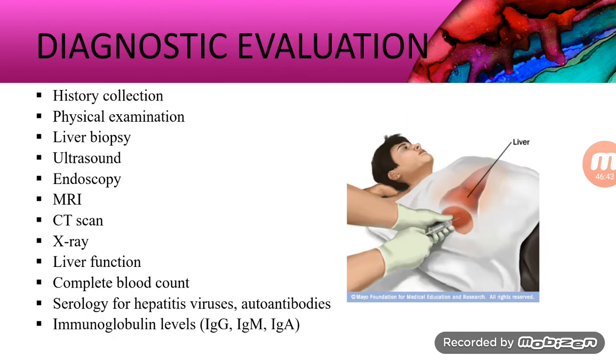Then let us see diagnostic evaluations: history collection, physical examination, liver biopsy, then ultrasound, endoscopy, MRI, CT scan, X-ray, liver function test, complete blood count, serology for hepatitis viruses, autoantibodies, then immunoglobulin levels like IgG, IgM, IgA should be done.